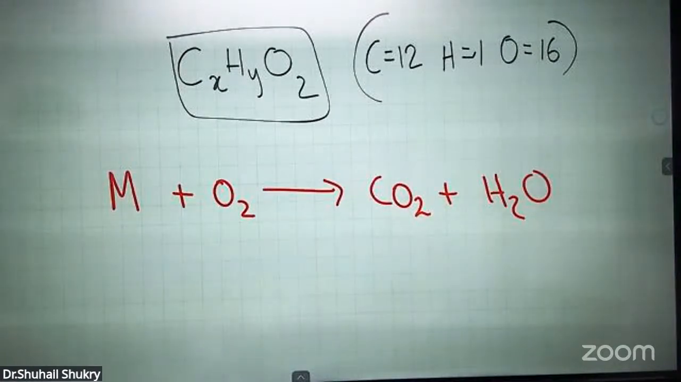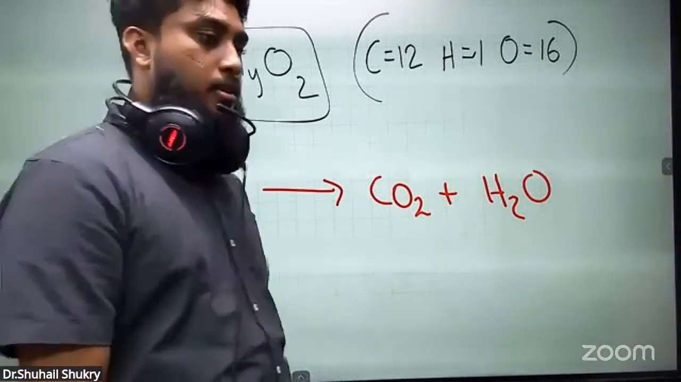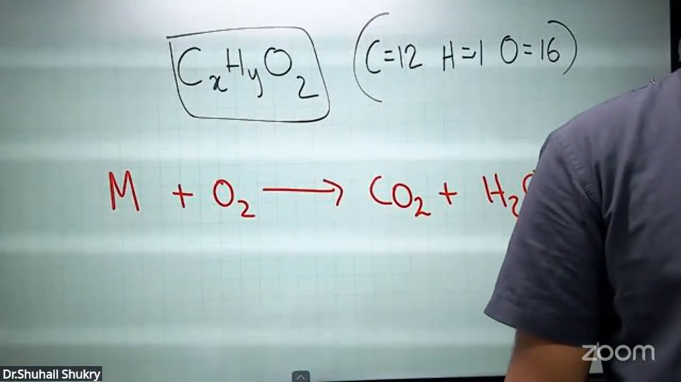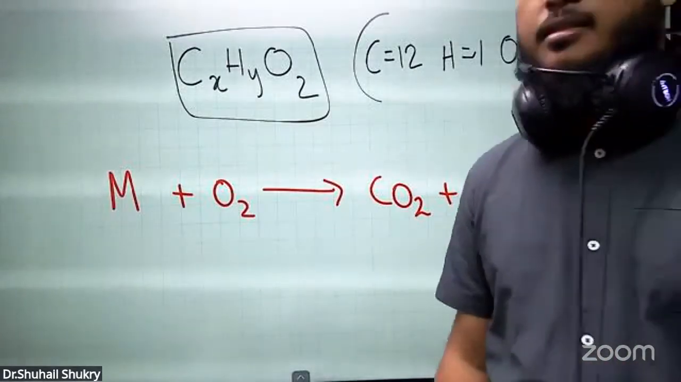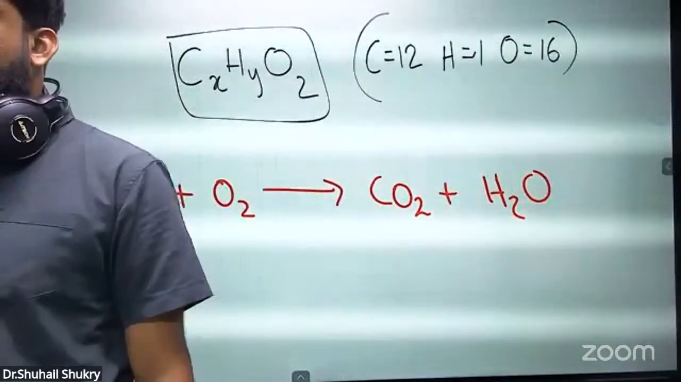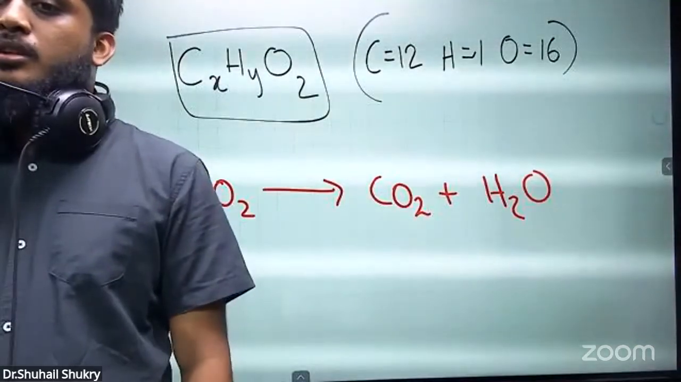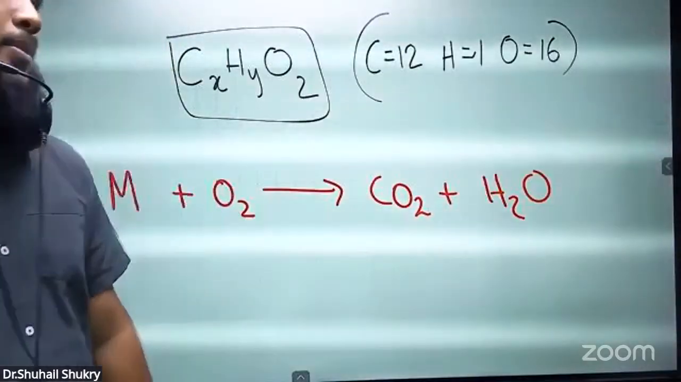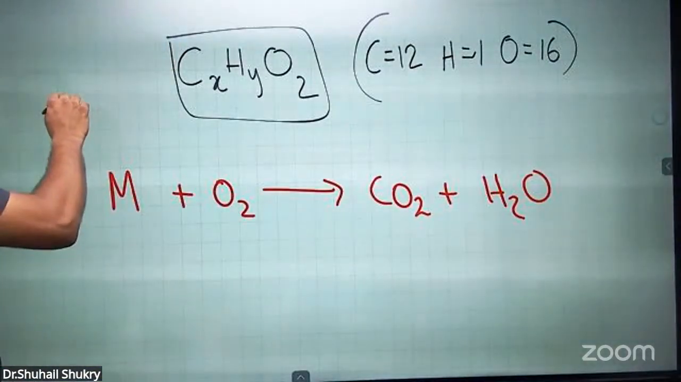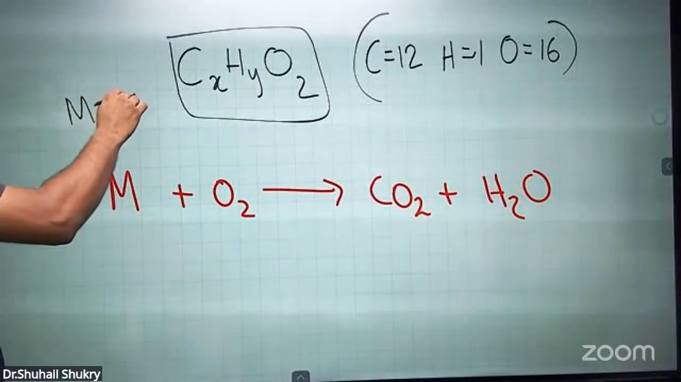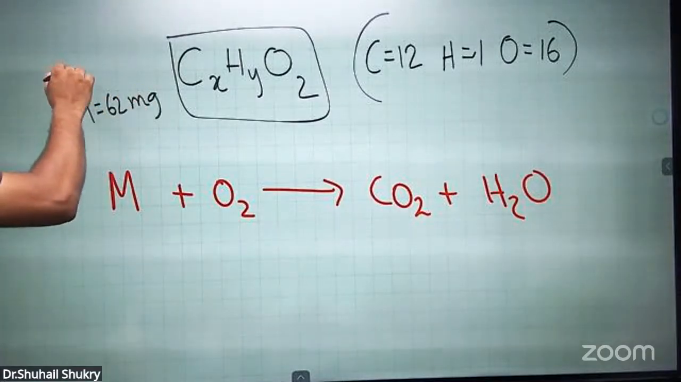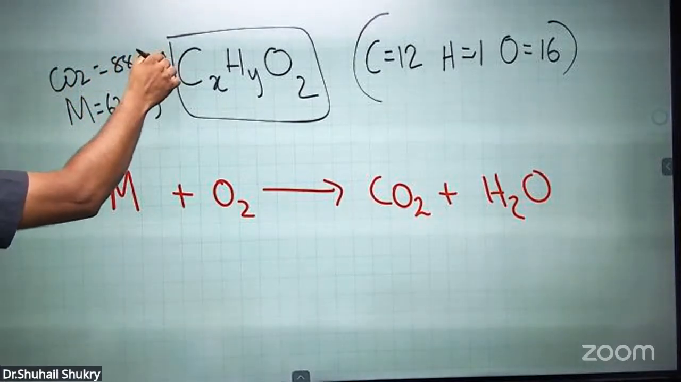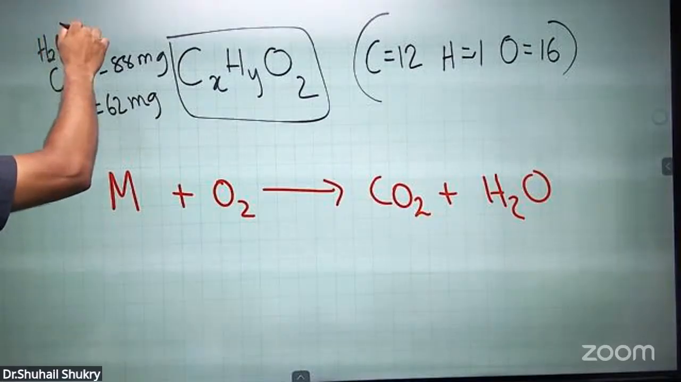Again, in that question, write it below. Capital M's mass is 62 milligram. No, I gave the mole relative atomic mass. Put that, guys: capital M is equal to 62 milligram. CO2 is 88 milligram, and H2O is 54 milligram. I gave these things.